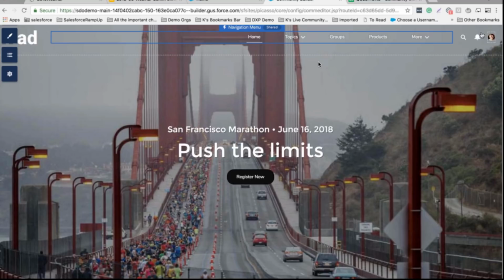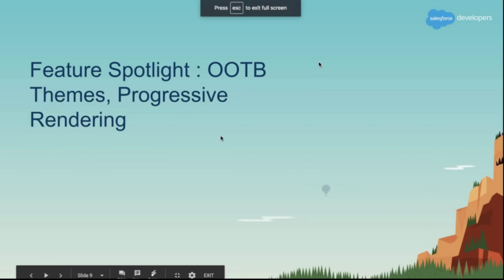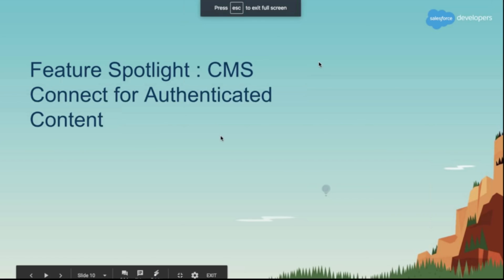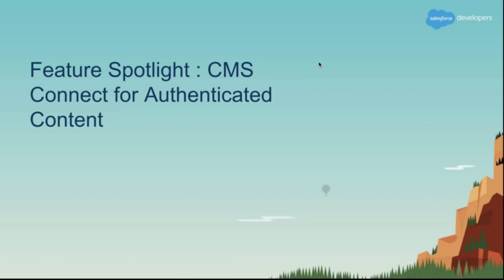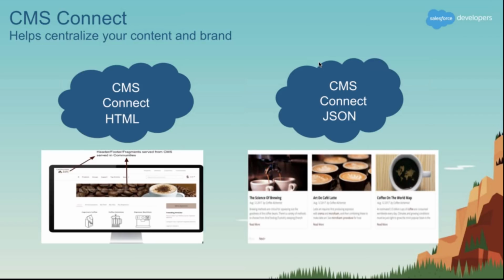All right, so that was about out-of-the-box themes. CMS Connect for authenticated content. I'm not sure how many of you are familiar with CMS Connect, but it is a really great way for you to integrate content in a very seamless fashion from an external CMS, any CMS really. Whether you have a major CMS like WordPress or AEM or Drupal, and you have content there and you just want to pull it into the community, you can do that.